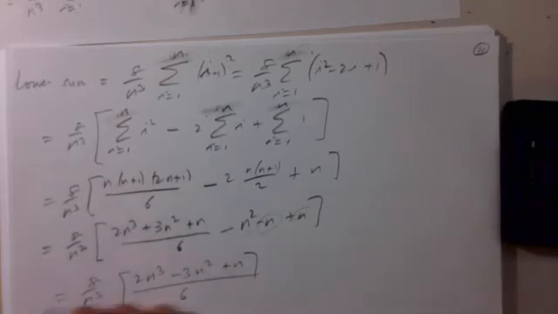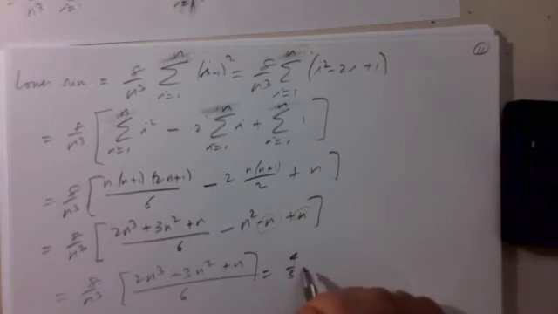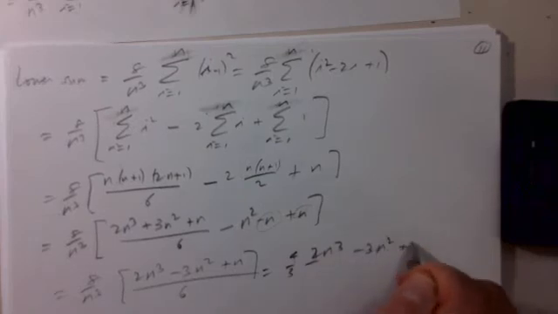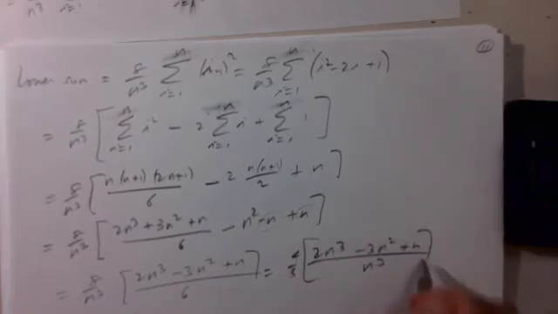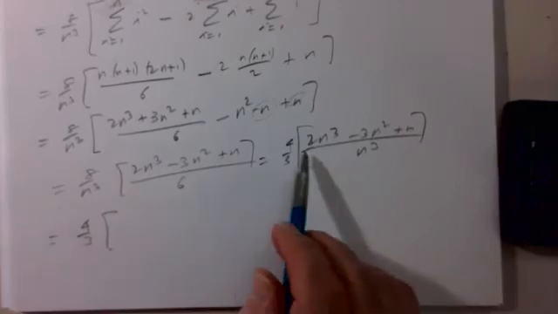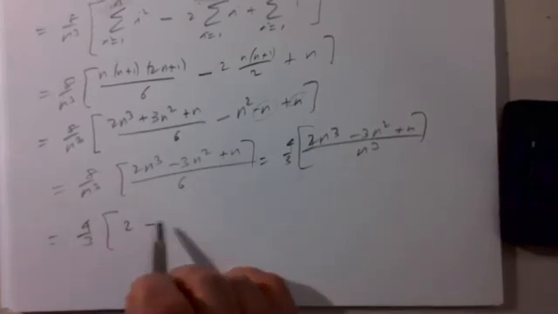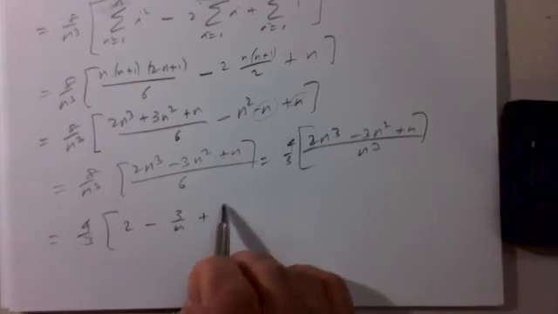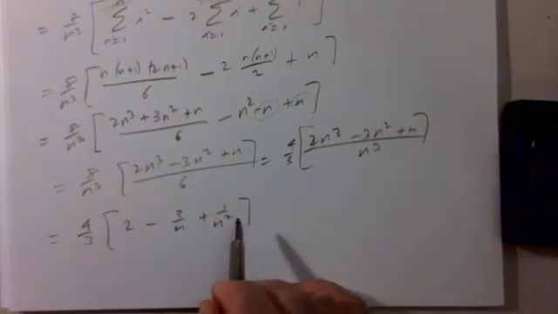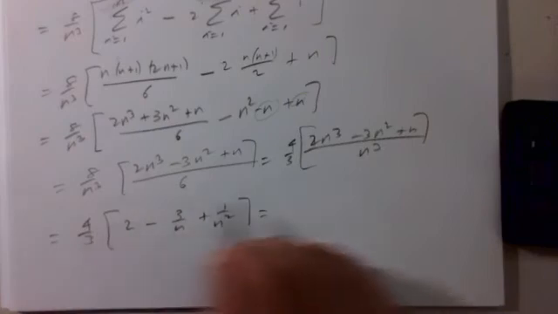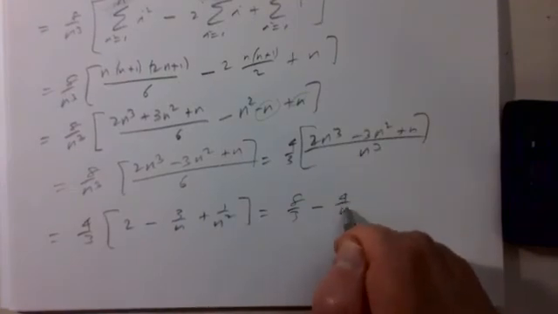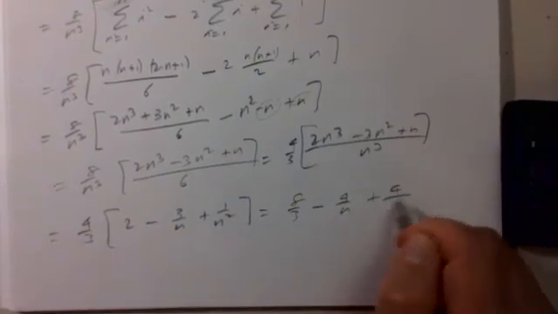which is, I can take out the 6. This is 4/3, 2n cubed minus 3n squared plus n over n cubed. This is equal to 4/3 times 2 minus 3 over n plus 1 over n squared, which is 8/3 minus 4 over n plus 4 over 3n squared.